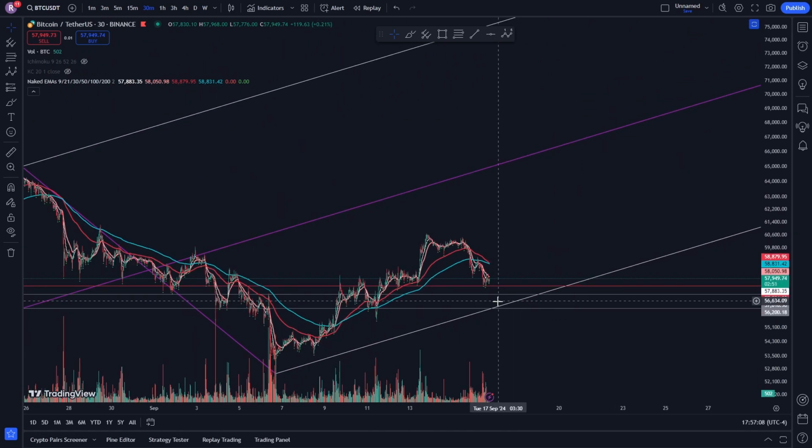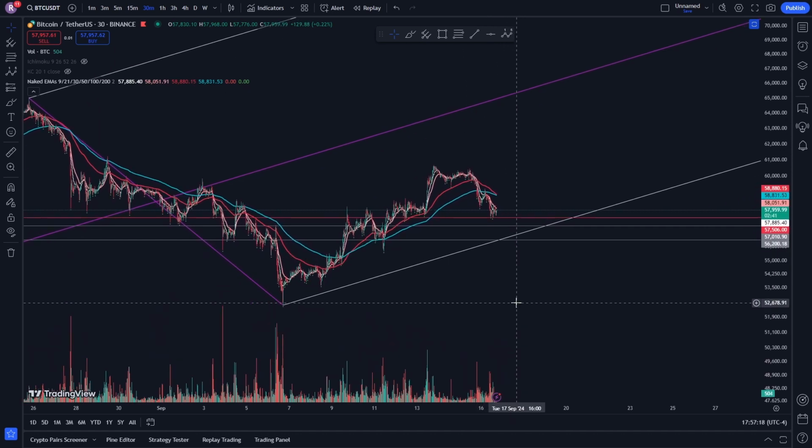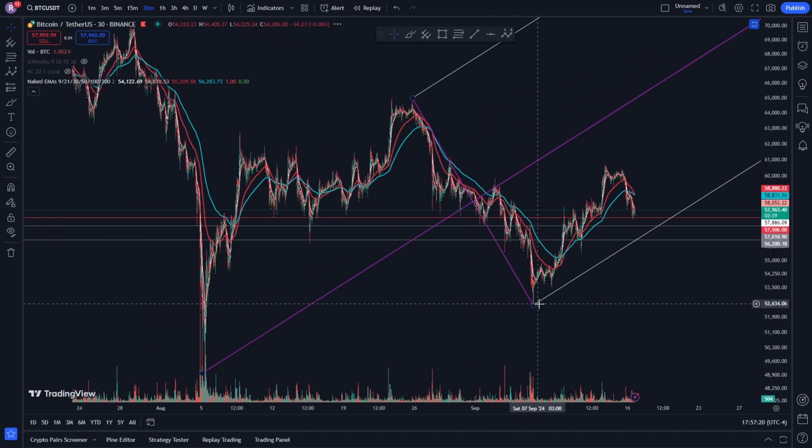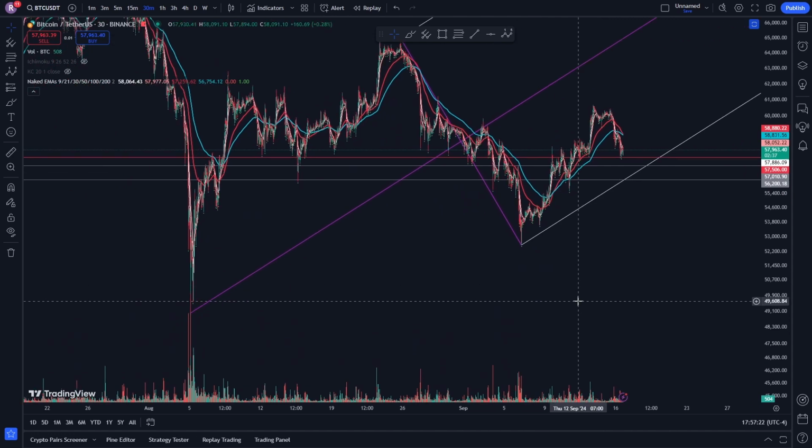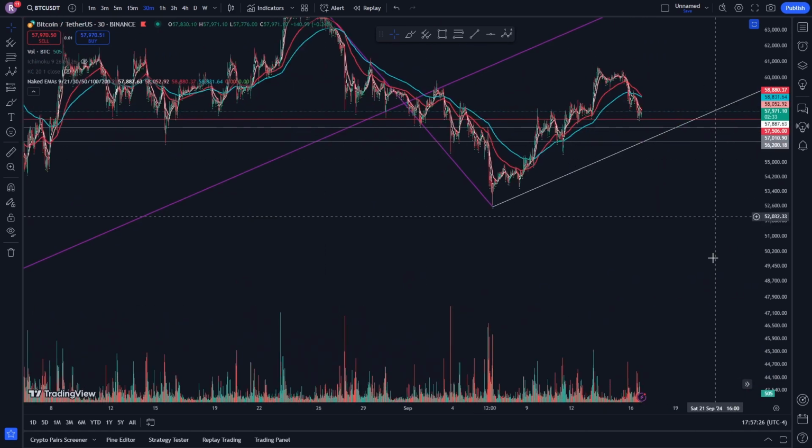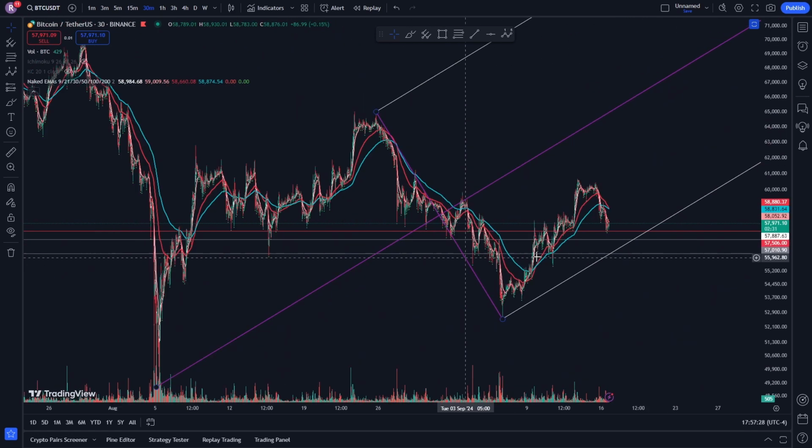So I want price to stay above 56.2. That's kind of like the last resort. If it can't stay above 56.2, I think we're going to go towards 52.5, or even worse, towards 4900, because when we get wicks like this, we usually end up going back.